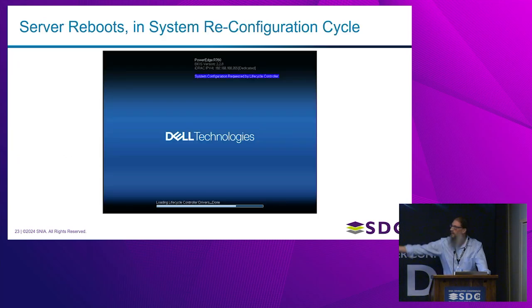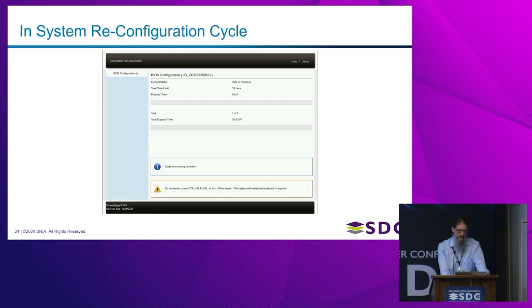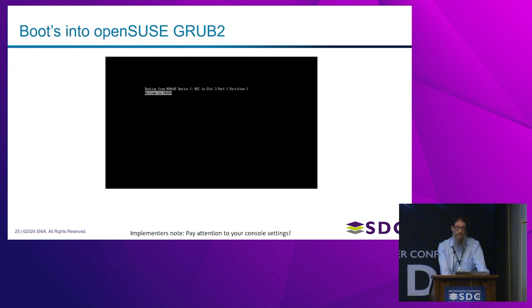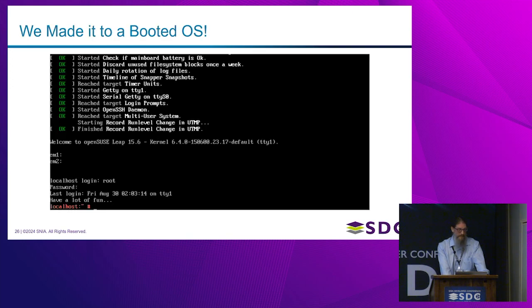From there, on my victim server, the system will then reboot and go into a configuration cycle, deploy the new BIOS config, and reboot into Grub. This is Grub loaded across NVMe over Fabrics. This isn't like Grub locally. And then we're booted into a working instance.